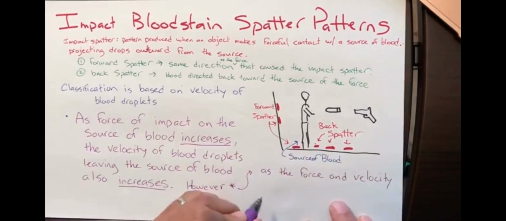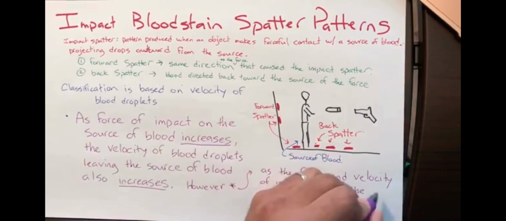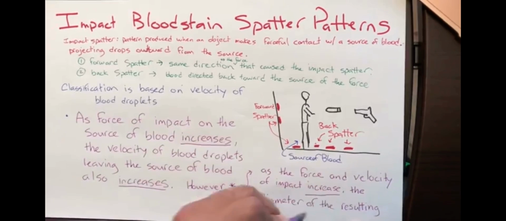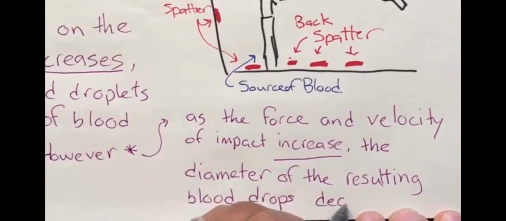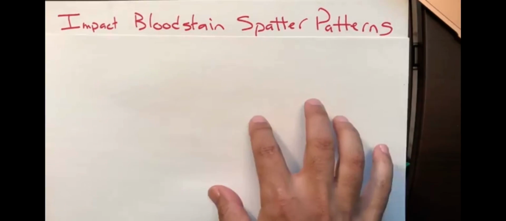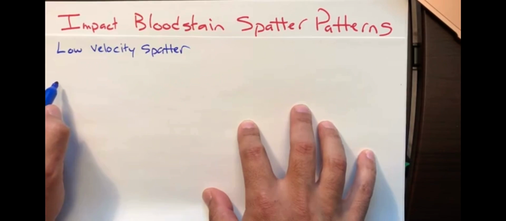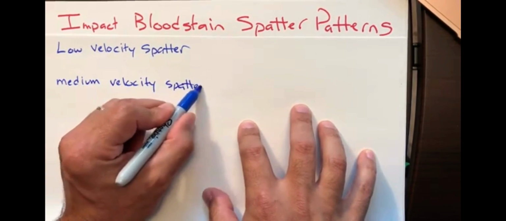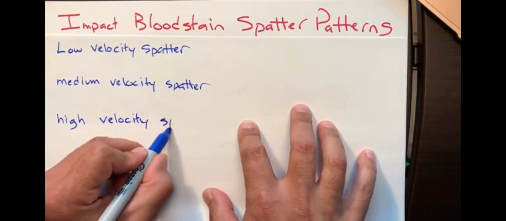However, as the force and velocity of the impact increase, the diameter of the blood drops actually decreases. The blood droplets get smaller and smaller as the hit becomes faster and faster. Think a baseball bat versus a gunshot bullet. Okay. So we got low velocity spatter, medium velocity spatter, and high velocity spatter.